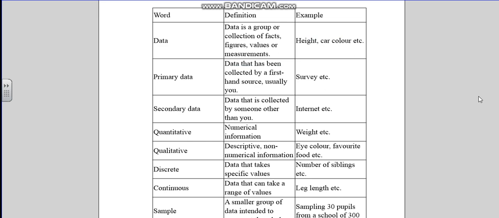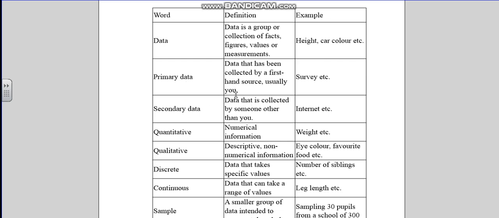Okay, so hopefully you've got some of these answers. So first of all, we have that data is a group or a collection of facts or figures or values or measurements. So examples could be heights or car colour or car make, or the number of something, favourite something, number of brothers and sisters, anything like that is data. So we then have 2 types of data. We have primary data and secondary data.